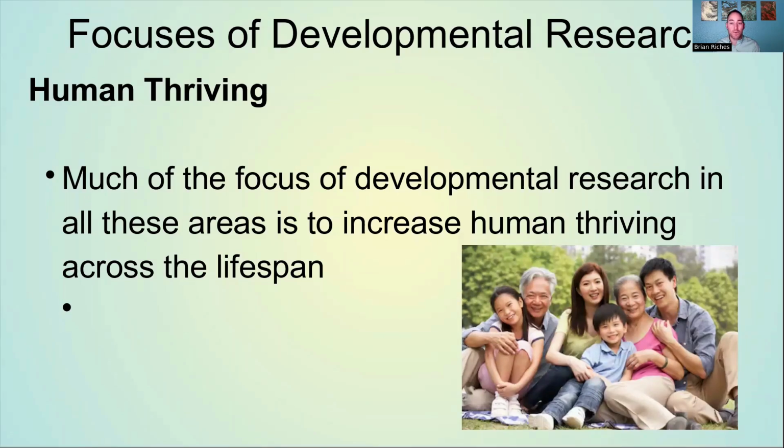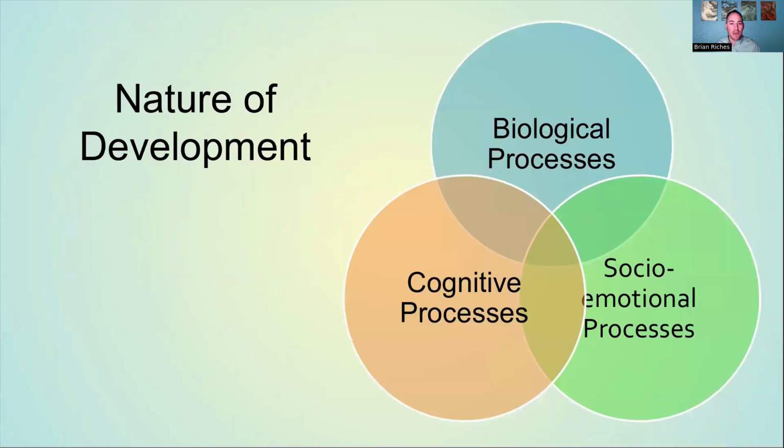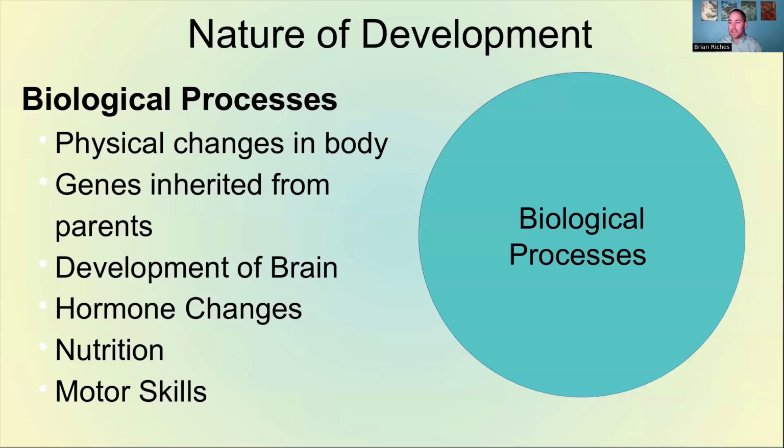All right, so as we go through this class, you'll see different sections of your book kind of splitting off into a couple different topics: biological processes, cognitive processes, and socio-emotional processes. With all of these processes, they are all overlapping, even though some sections of your book might focus on one or the other. They are overlapping all the time. Biological processes include anything from our genes that we've inherited, our hormones, the nutrition that we're taking in, motor skills. All of these are really focused around biological processes.